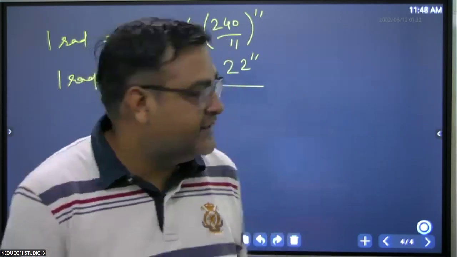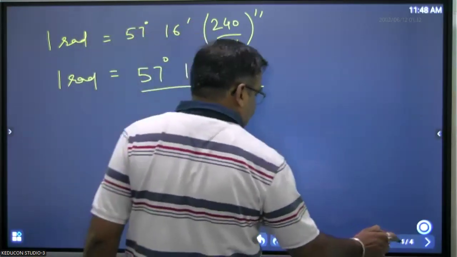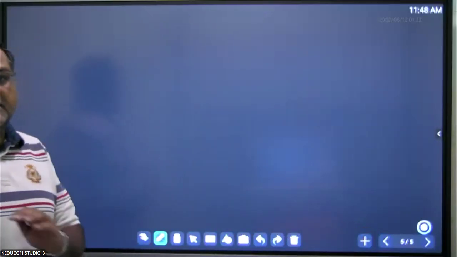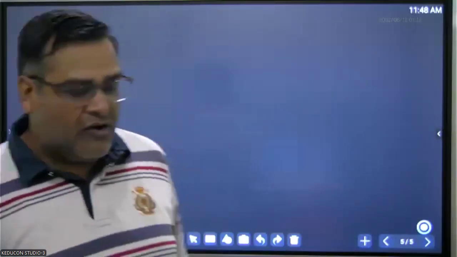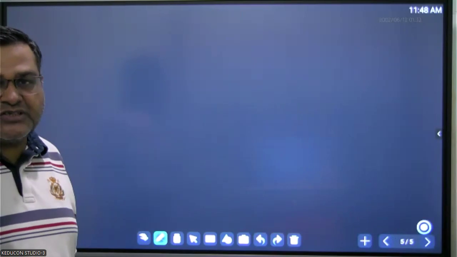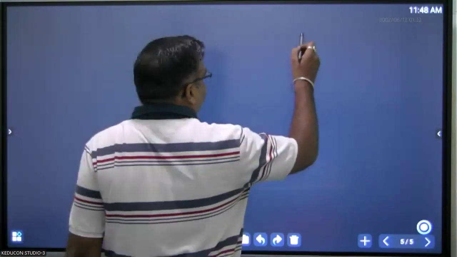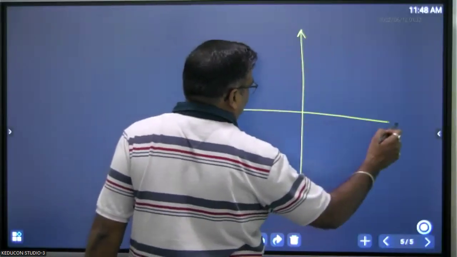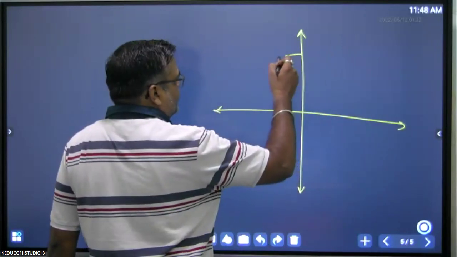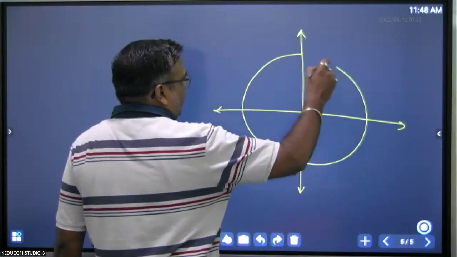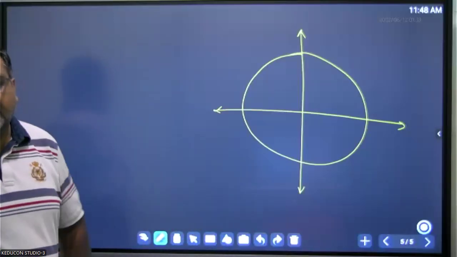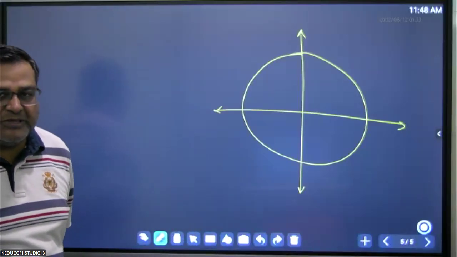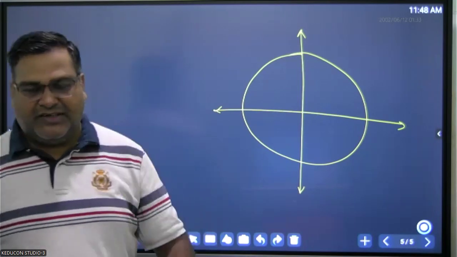Next thing in this chapter comes is the value of the higher angles, right? So students will understand how to find out the values of the trigonometric ratios of angles greater than 90 degree. Now let's say students, we have this circle. We have this circle of unit radius. What do you mean by unit radius? Means radius is 1 unit.